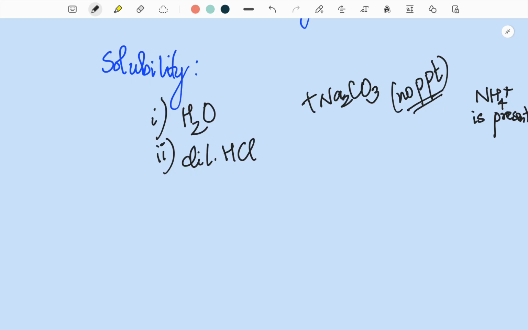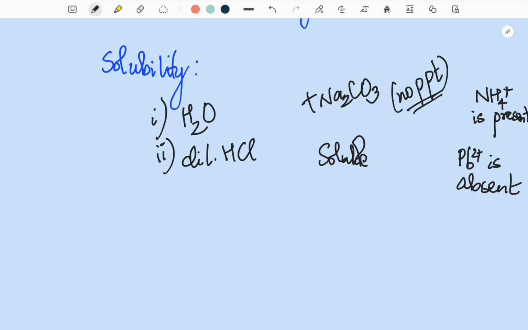Second, you need to take the salt and add dilute HCl. Now, if it is soluble, then you can say that lead ion is absent. So, very important. First, you have to take the salt and add water. If it is soluble, you need to add sodium carbonate. And if you're not getting any precipitate, then NH4 plus ion, ammonium ion is present.